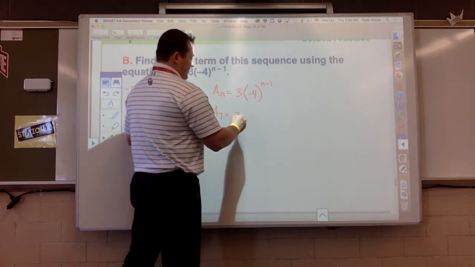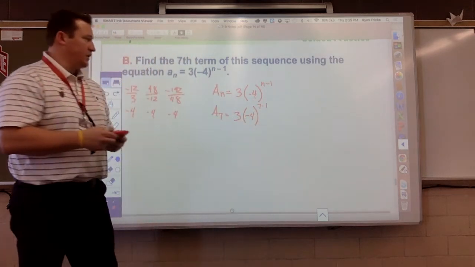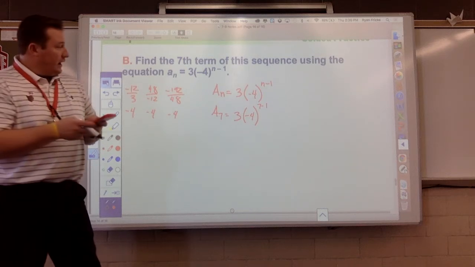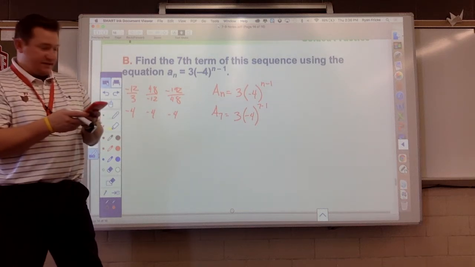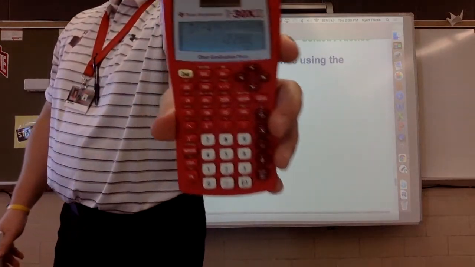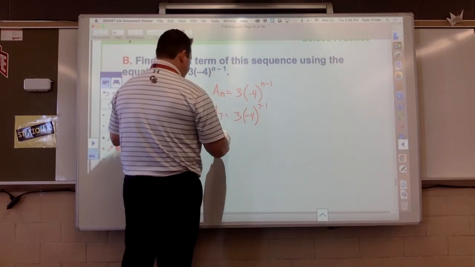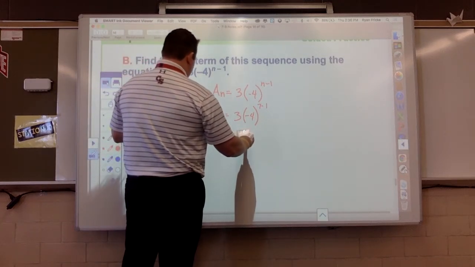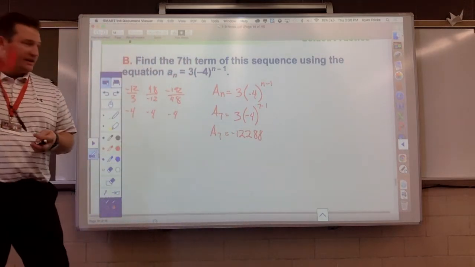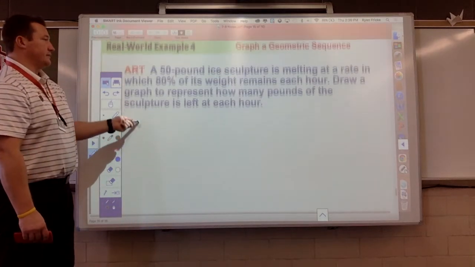A7, that means the 7th term, is equal to that 7 minus 1, which, of course, we know is 6. So, again, calculator time. 3 times negative 4 to the 6th power. Okay? I get a crazy small negative number right there. Yep, so the 7th term is negative 12,288. Fantastic. Okay. Couple more, guys, and we're out of here.